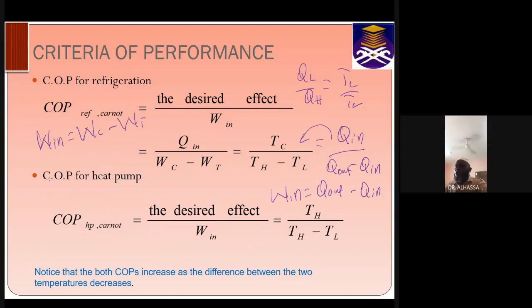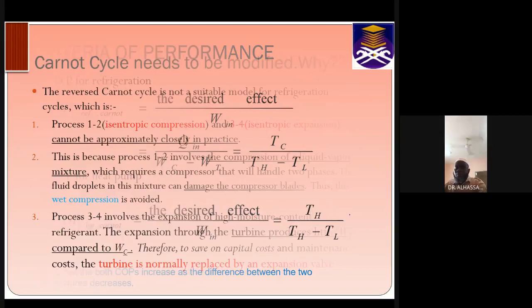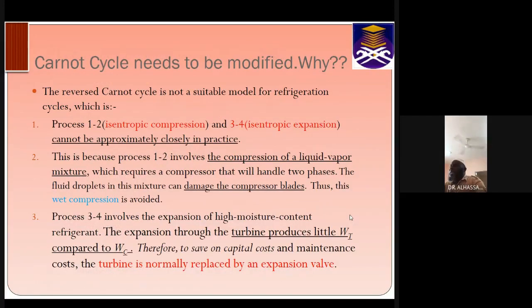So this is the theoretical result for a reversible heat engine; the coefficient of performance for the refrigerator is given by this. Now, for the heat pump, it is a similar situation. The coefficient of performance is this. So the Carnot cycle needs to be modified. The reverse Carnot cycle is not an efficient cycle. There are so many weaknesses associated with the Carnot cycle. Now, let us see.